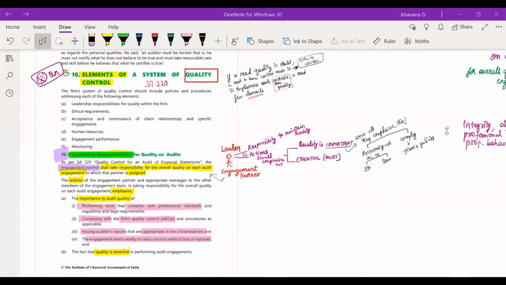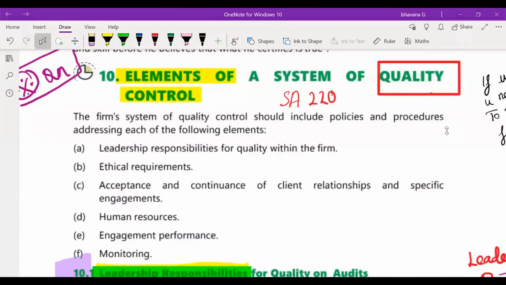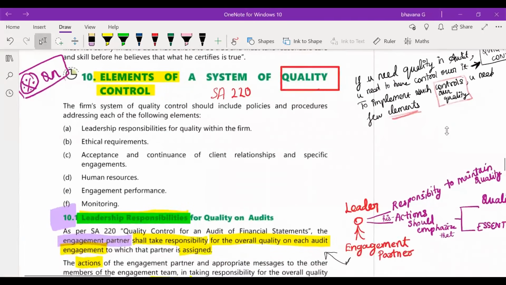So the next important topic is elements of a system of quality control. Okay, so can someone tell me what does this topic mean? Anybody? We'll take a 1 minute break here. You have read too much information. So just as a break, what do you think this topic is trying to tell you? Elements of a system of quality control. So now we are going to see the elements of a system of quality control.